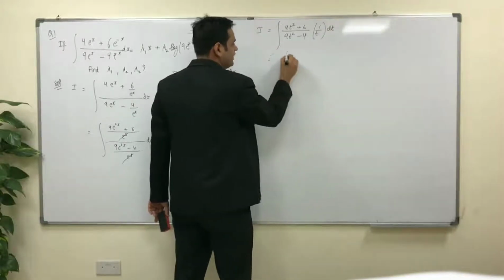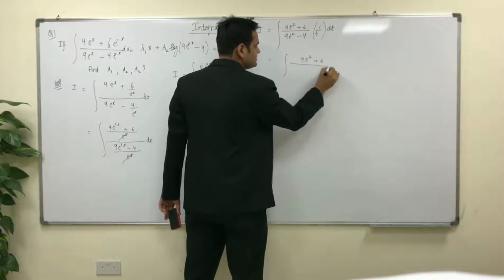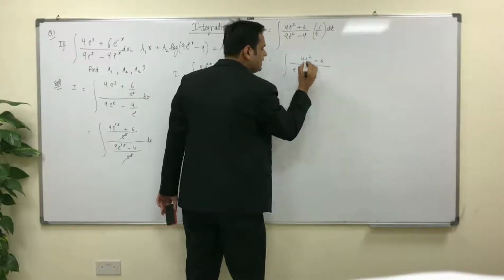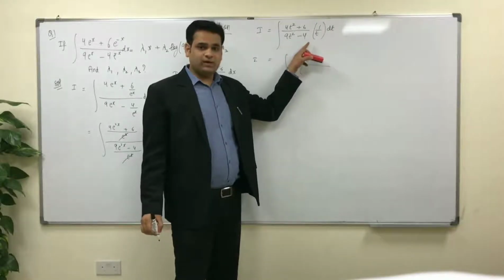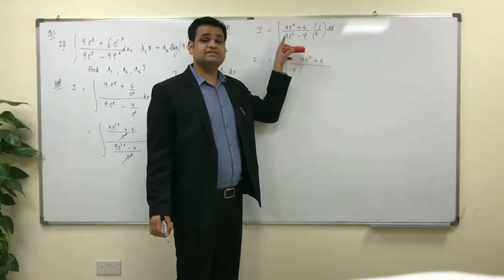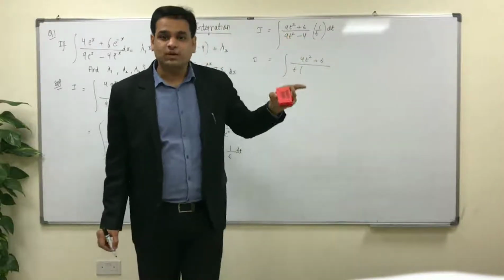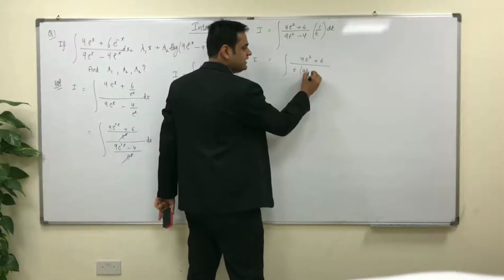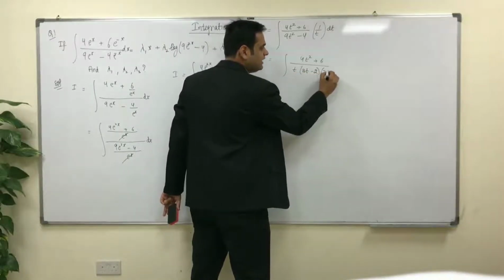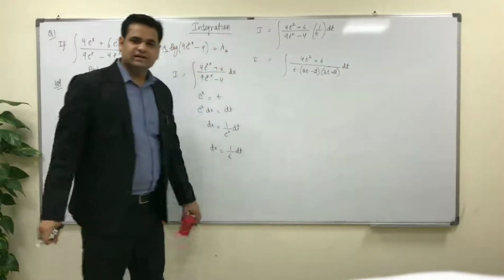In short, I can think like this: 4t square plus 6 divided by t multiplied with 9t square minus 4, which I can think of as 3t whole square minus 2 square. It will become a square minus b square, which is a minus b, a plus b. So this is 3t minus 2 into 3t plus 2, and then dt. I hope till here it's clear.